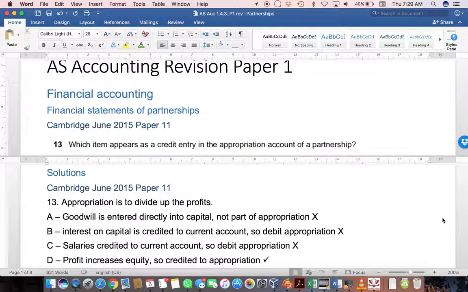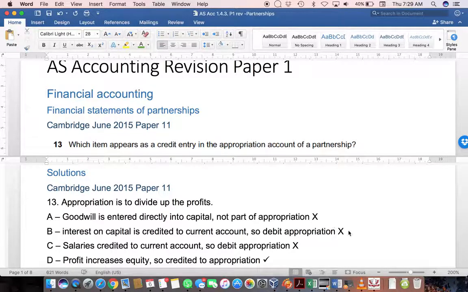Remember that the appropriation account is used in order to divide up the profits between the partners. Therefore, if we have a look at the options that are given, firstly, goodwill is entered directly into the capital account. It's not part of the profits. Although it does increase the equity, it is a direct effect on the capital in a similar way as to the way that assets might be revalued, and revaluation is also credited to the capital account.